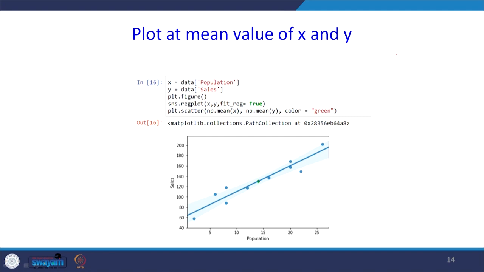Plot at the mean value of x and y. So x is the population and y is the sales value. Plot dot figure, sns dot regplot x comma y, fit_reg equals True. Plot dot scatter np dot mean of x comma np dot mean of y. So, we got this regression line. If you want to draw the best regression equation, it has to pass through x bar comma y bar. So, this point is the mean of x and this point is the mean of y.